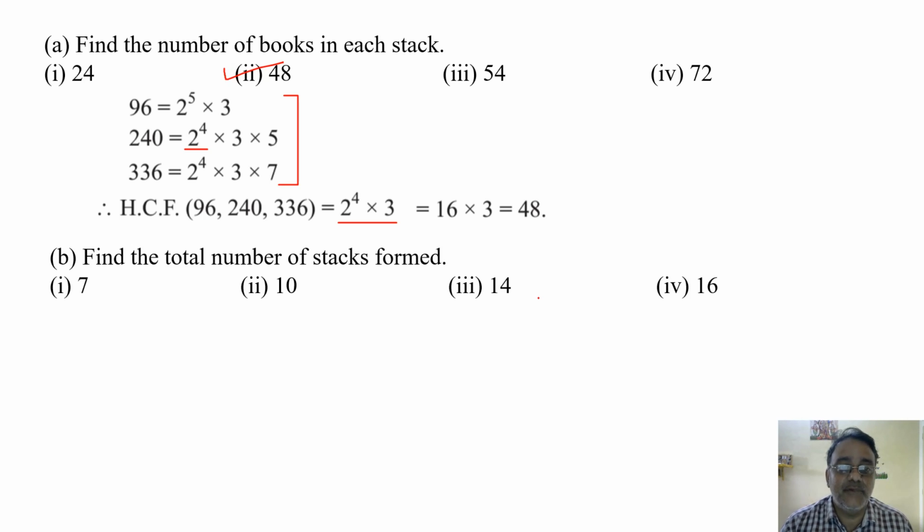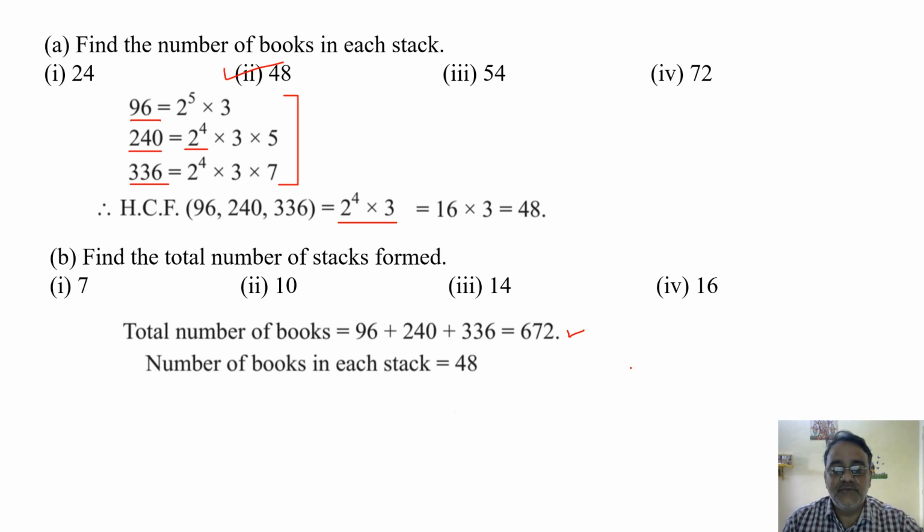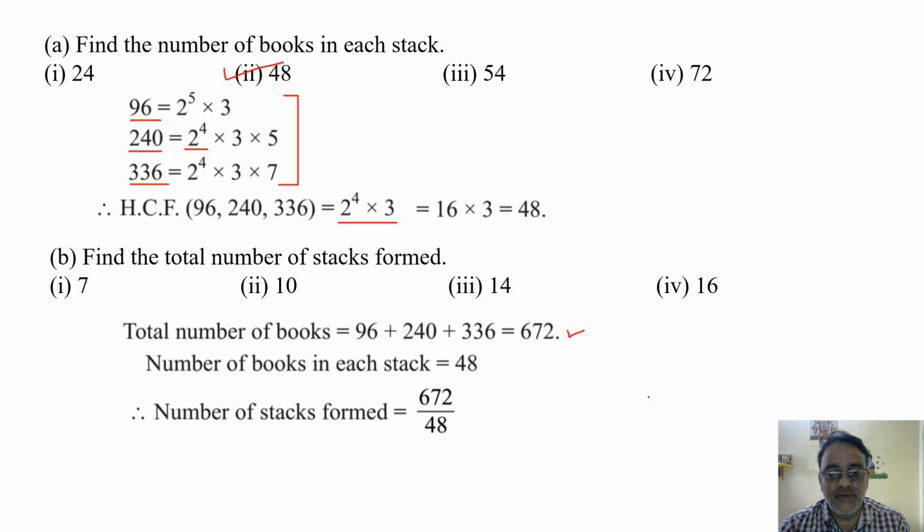Find the total number of stacks formed for all the books. Right. For all the books. So first of all, we have to find the total number of books. That is 96 plus 240 plus 336. If we add all this, we are getting 672. Right. So what we are going to do? We will divide 672 by 48 because one stack has 48 books. So the total number of stacks will be 672 divided by 48. If you divide it you will get 14, and the correct option is the third one.